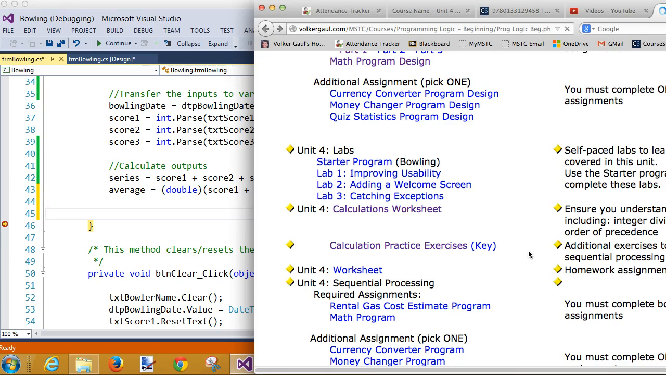Open it up. I've been having wireless and internet connection problems today. That's part of the reason I'm having such a good day, I think.